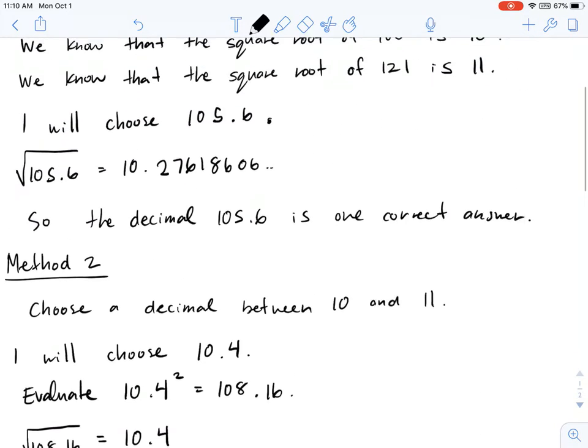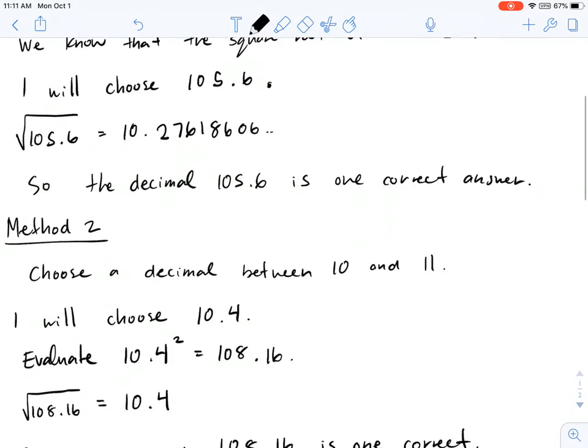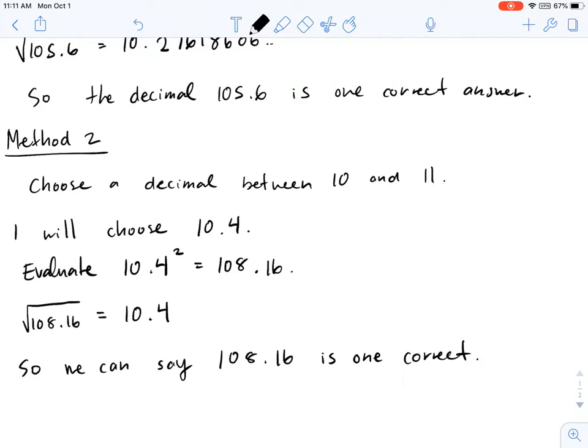So there's two ways to do this. You can either know the perfect squares of the numbers that you have to make fall in between the two numbers, or you could just choose a decimal in between the two numbers, take the square of that number, and that becomes your answer.